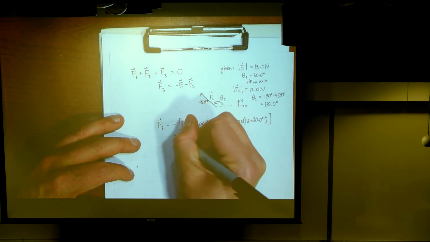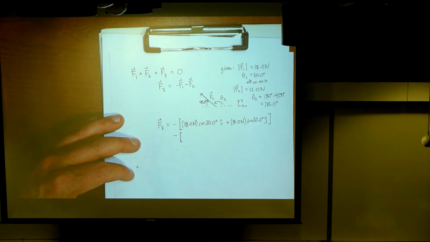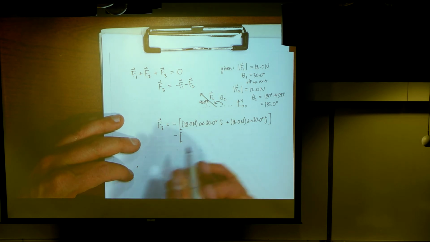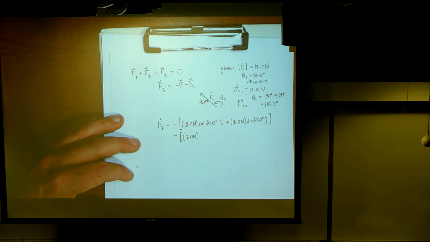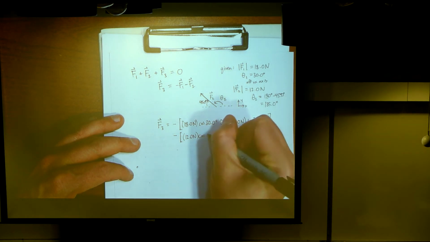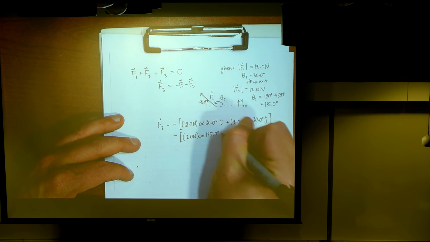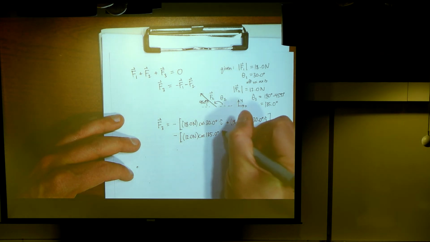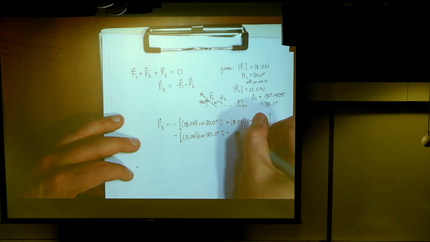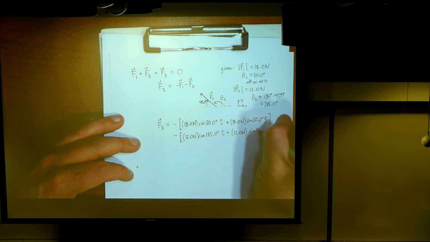But then I'm going to take minus F2 as well, and I'm going to write F2 in xy form. So I have 12.0 newtons cosine of 135 degrees, because this one is in the second quadrant. We had to make sure our angle is expressed correctly. And then I have 12 newtons sine of 135 degrees for the y component of that vector.